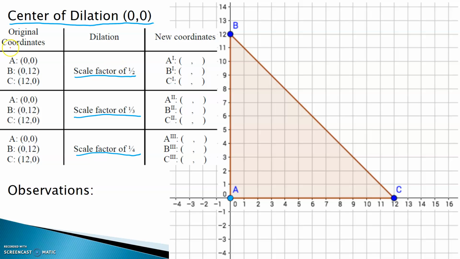So you technically are multiplying each coordinate by 1/2. But when you multiply by 1/2, you're dividing by 2. When you multiply by 1/3, you're dividing by 3. When you multiply by 1/4, you're dividing by 4.